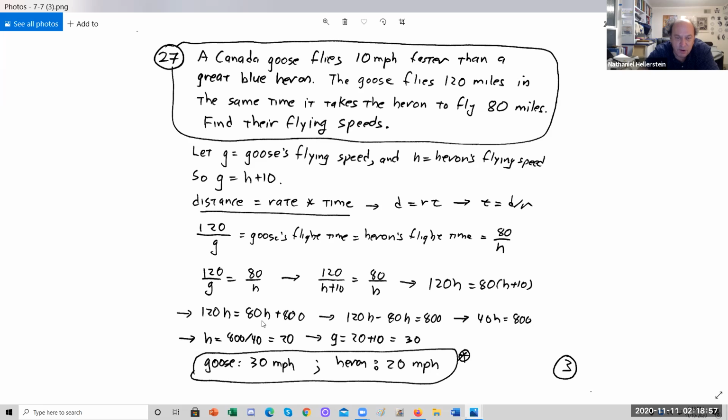So 120H equals 80H plus 800. So 120H minus 80H equals 800. So 40H equals 800. So H equals 800 over 40, and that's 20. And G is H plus 10. 20 plus 10 is 30. So the goose flies at 30 miles an hour, and the heron flies at 20 miles an hour.